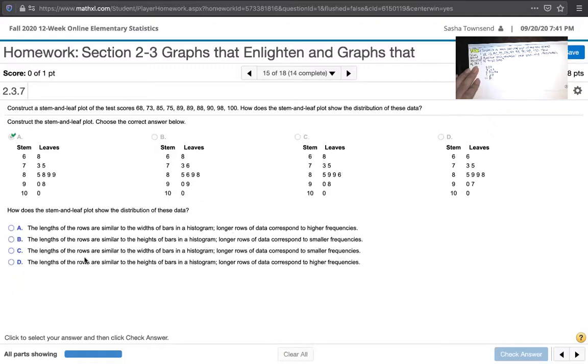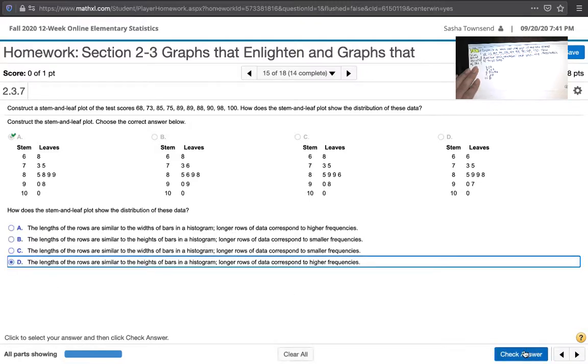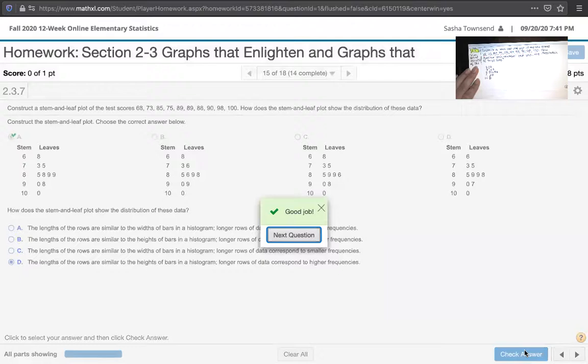Okay, so I'm looking for lengths of rows are similar to heights in a histogram, that's in D, and longer rows of data correspond to higher frequencies. So that's our answer. And we're good to go. So that's how you construct a stem and leaf plot and answer that homework question.